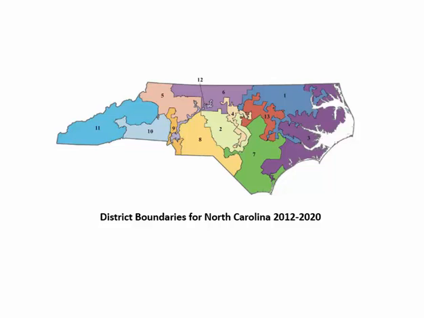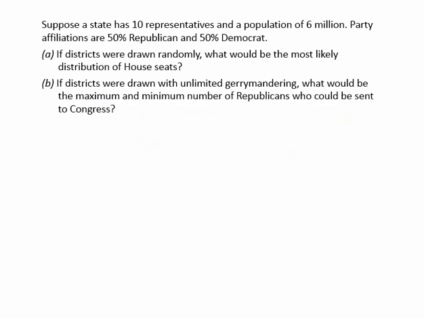So let's take a look at the math. Let's focus on, given a district with 2 different parties and the voter affiliation of each, how could boundary lines be drawn to affect the outcome? What's the maximum number of districts one party could win? What's the minimum? Suppose a certain state has 10 representatives and a population of 6 million. Party affiliation is 50% Republican and 50% Democrat. So if districts were randomly drawn, what would you expect the distribution of representatives to be? And what if unlimited gerrymandering were allowed? Then what would the possible outcomes be?